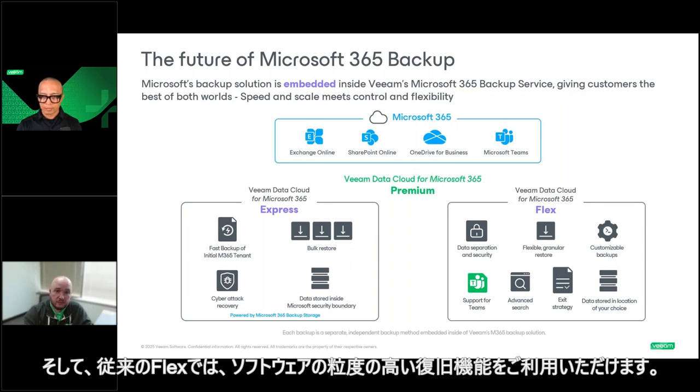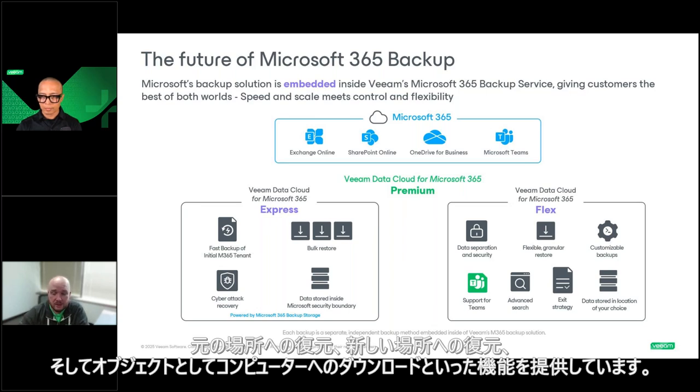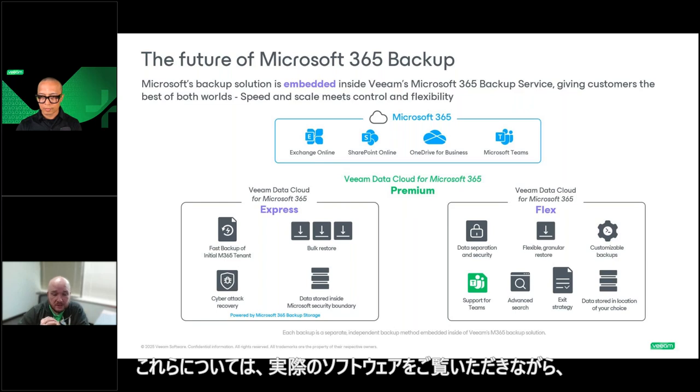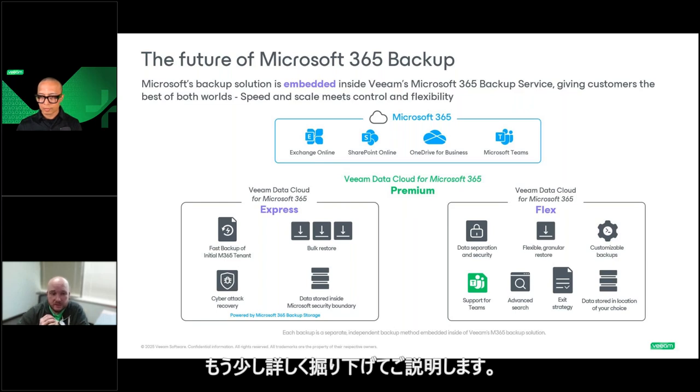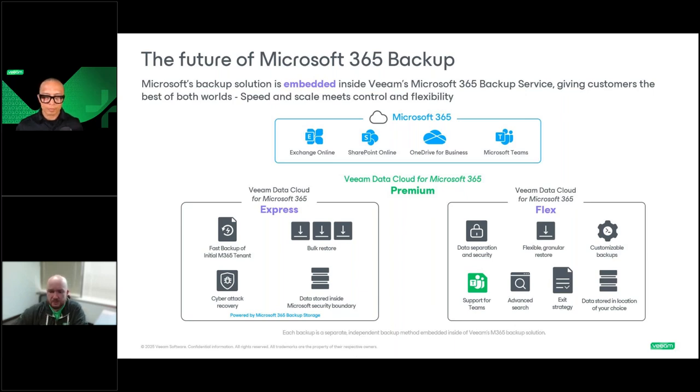And then we have that traditional flex, which is how you're going to get that granularity out of the software. You're going to be able to go down to that mail. You're going to be able to restore it to the original location, a new location, or download it as an object to your computer. These are types of things that we offer. And so this is what we're going to dive a little bit more into as we look into the actual software. Anything else you want to add there, Gene, before we head into the demo?